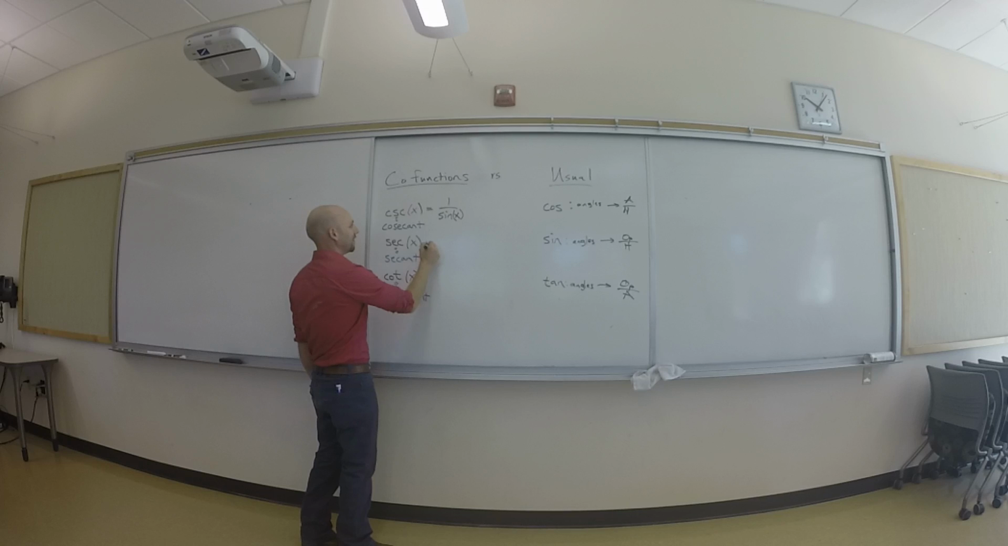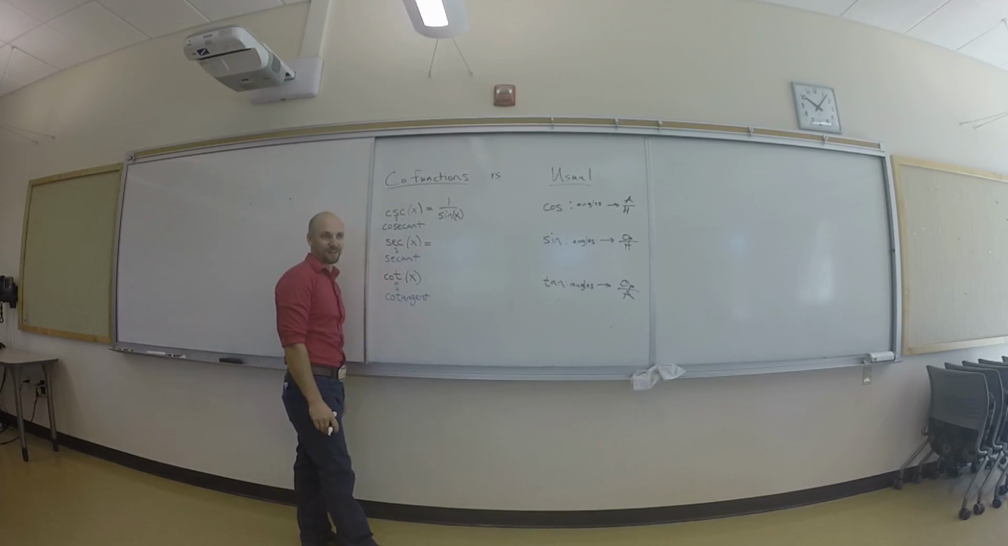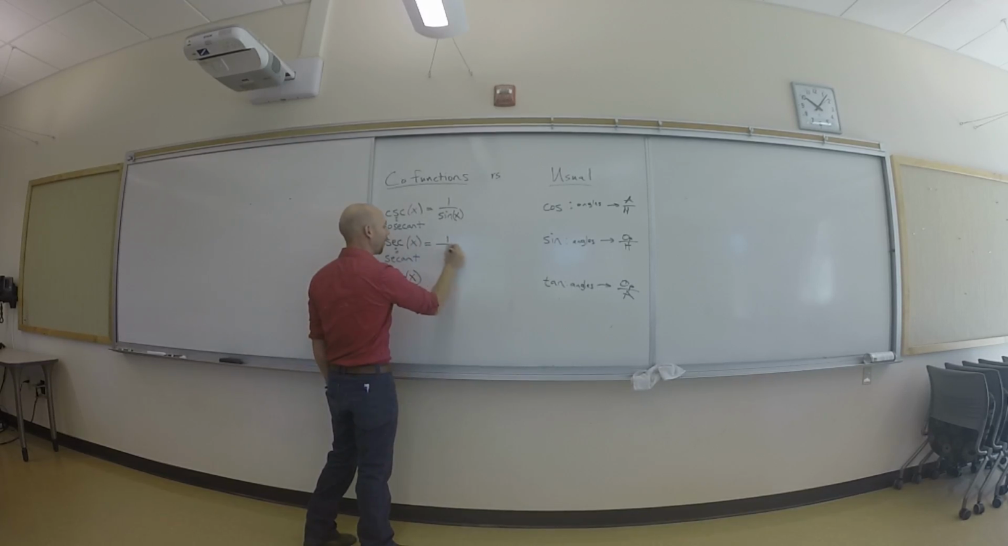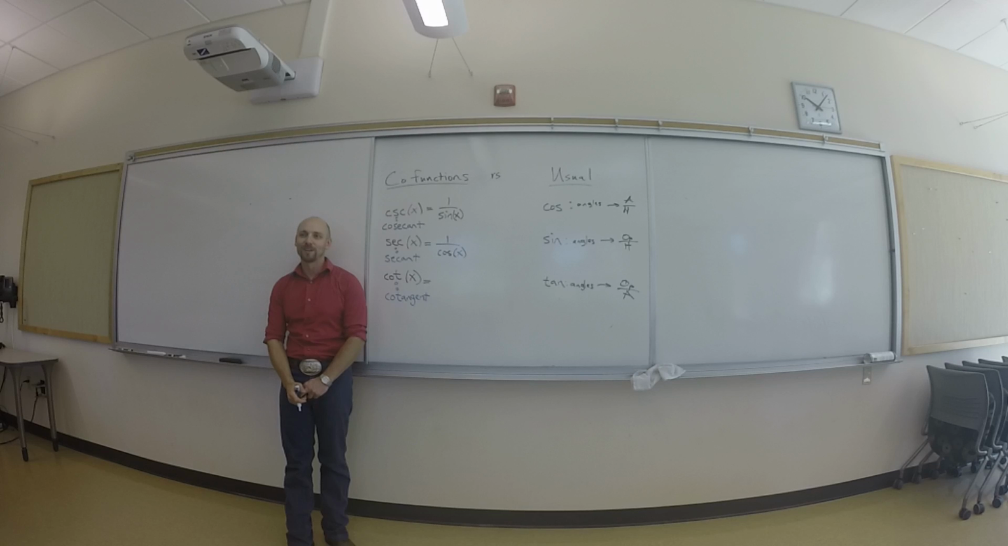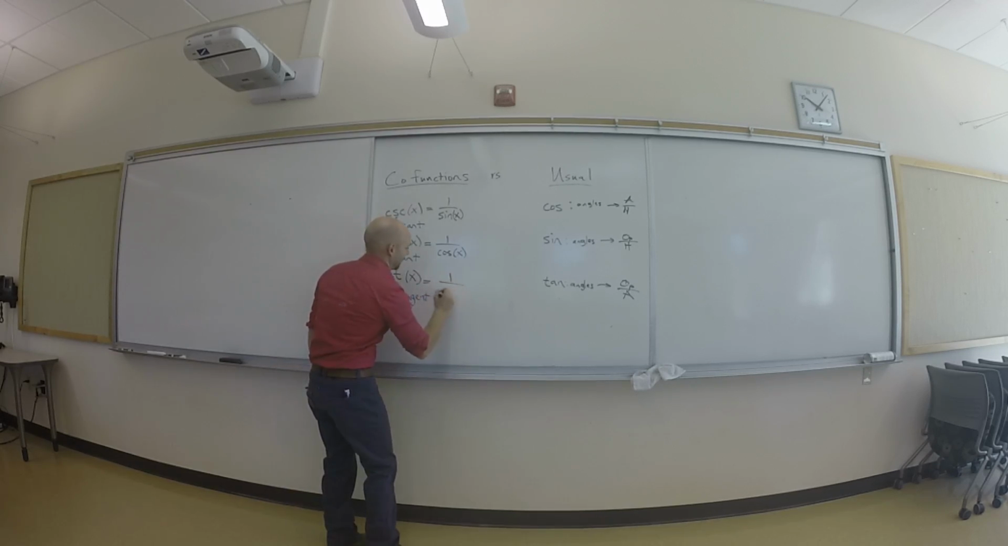Secant, what's that going to be? That's going to be 1 over cosine of x. And at least there's justice with this one. Cotangent is 1 over tangent.